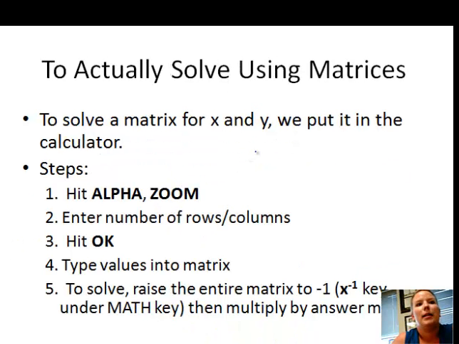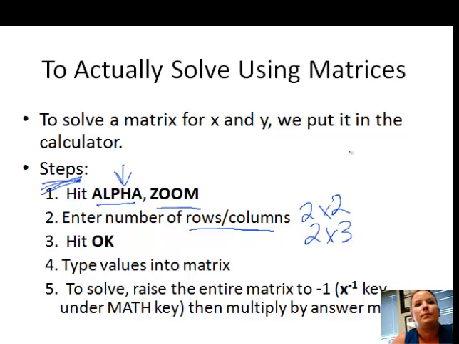So, these are the steps for putting it in the calculator. This is what you need to write down. Most important thing of the day. Okay, you hit alpha zoom. This is the green button. This is the zoom button on the graphing tools. You enter the number of rows and columns. So, most likely it's going to be a 2 by 2 or a 2 by 3. You hit OK, because what happens on the yellow calculators especially is a little window pops up. Then you type your values into the matrix, meaning type your coefficients.